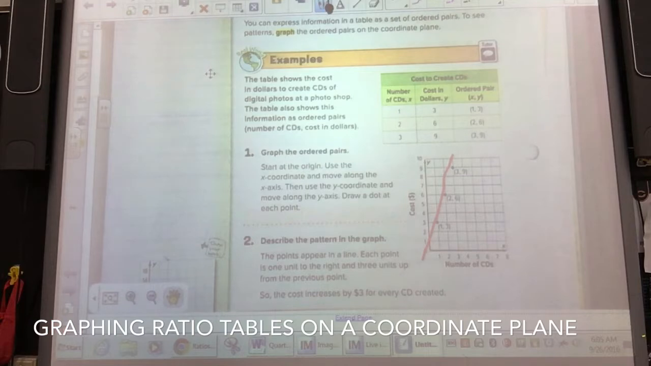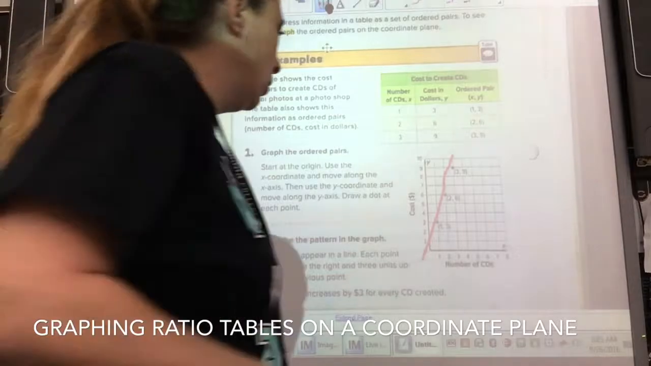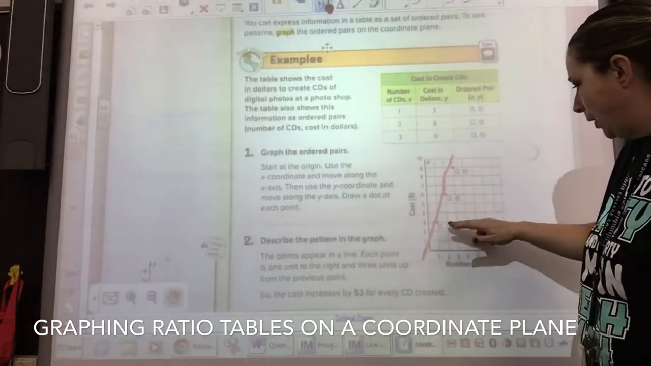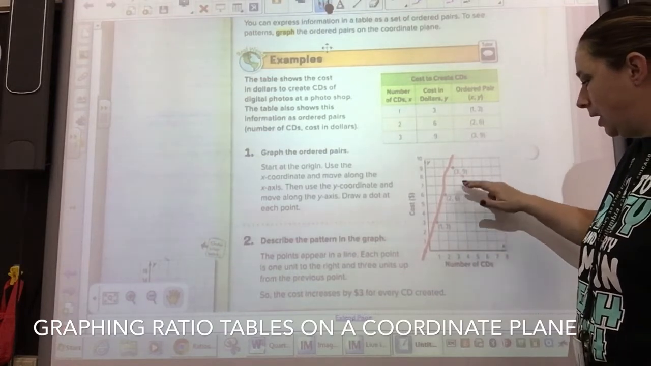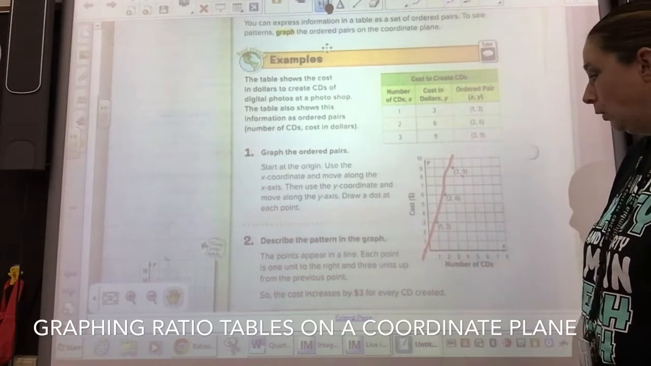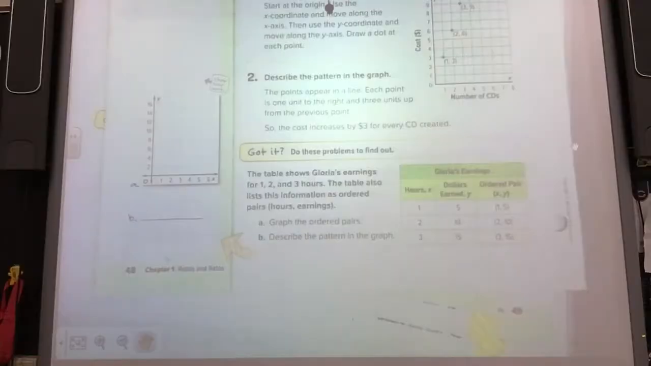All right, so now it says we describe the pattern in the graph. So the points appear in a line. Each point is 1 unit to the right and 3 units up. So every CD increases by how much? Well, if we look at the second coordinate, here's your cost. We go 3, 6, 9. So how much is it going up each CD? Right, $3.